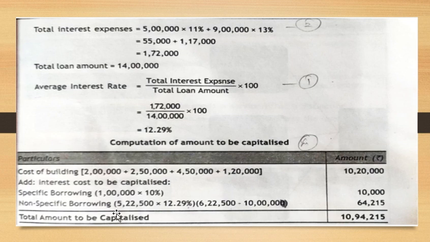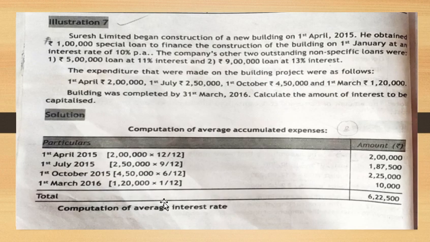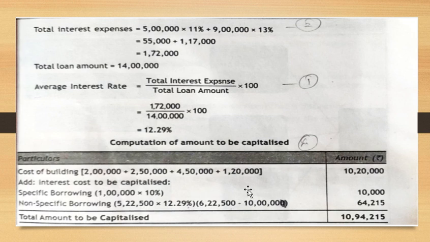The non-specific borrowing is 5,22,500. How did you get 5,22,500? From 6,22,500 minus 1 lakh. From where did you get 6,22,500? It is the total average accumulated expenses calculated here. In this 6,22,500, you are minusing 1 lakh, because this 6,22,500 includes this 1 lakh.